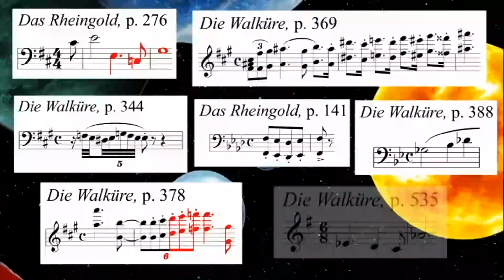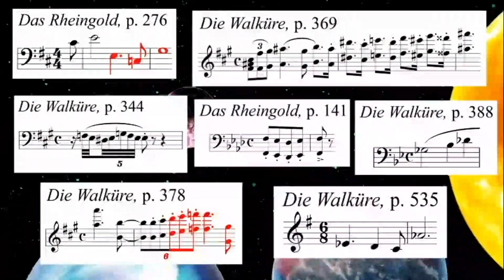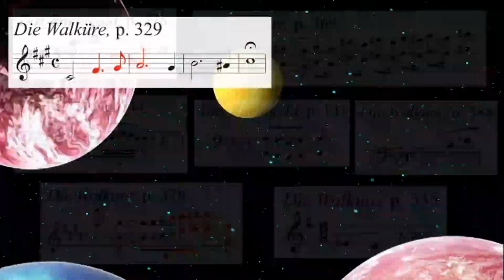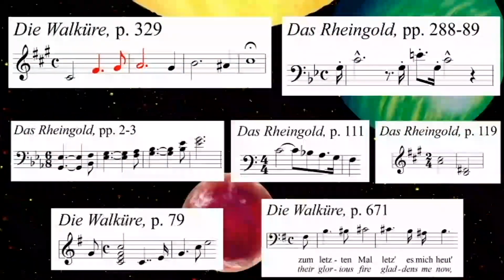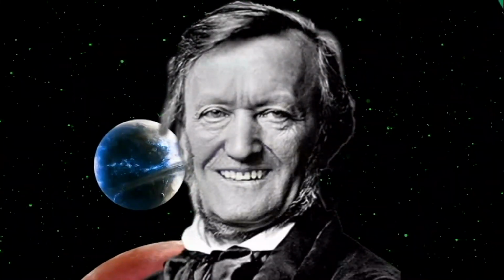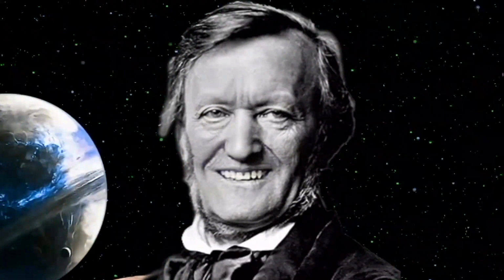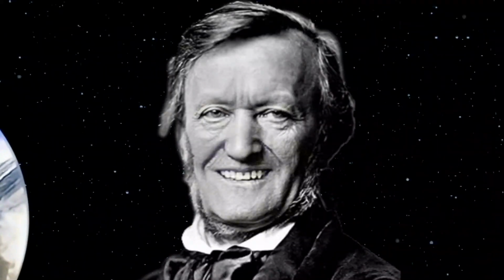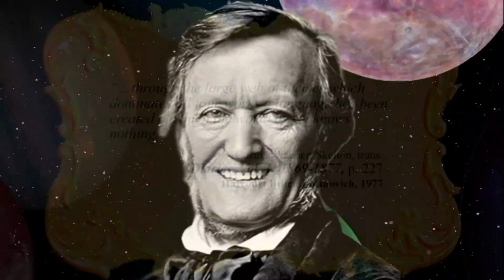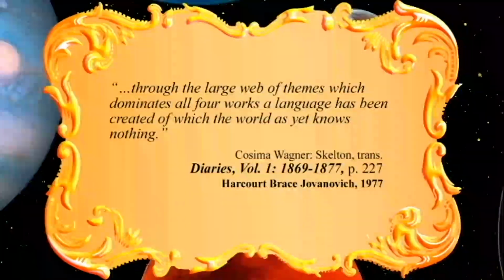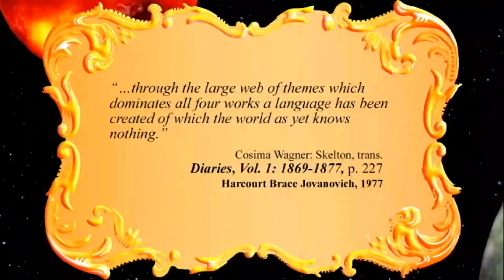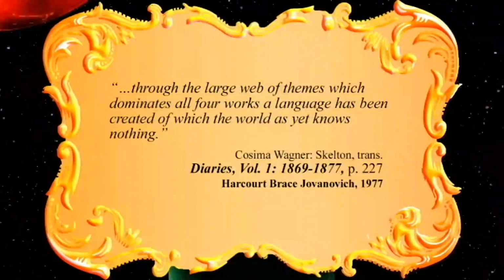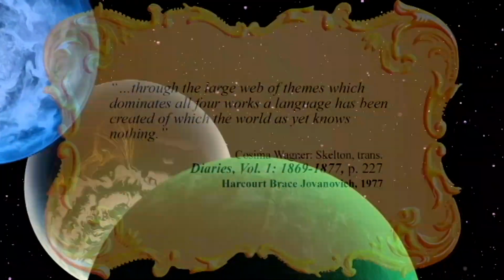The Green Ring introduces many syntactic innovations crowded among those traditional analysis has identified as leitmotifs or motifs. This commentary prefers to take Wagner at his word, who thought of his music's functionality as parallel to that of spoken and written language. Through the large web of themes which dominate all four works, a language has been created of which the world as yet knows nothing.